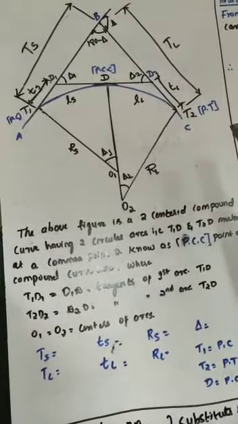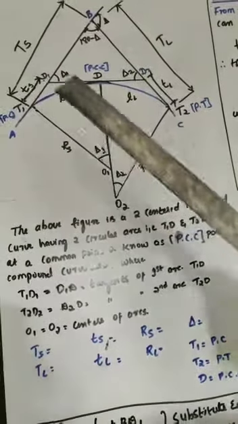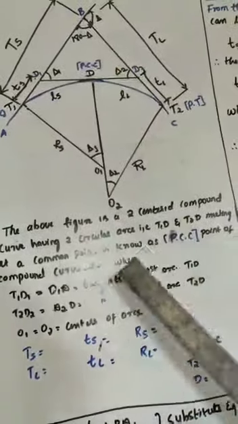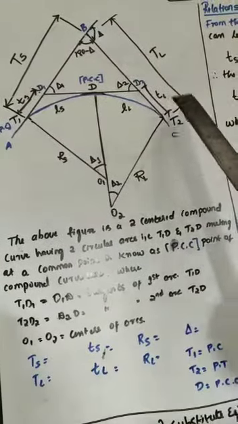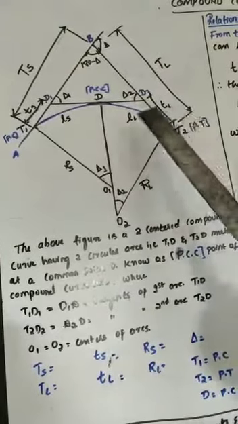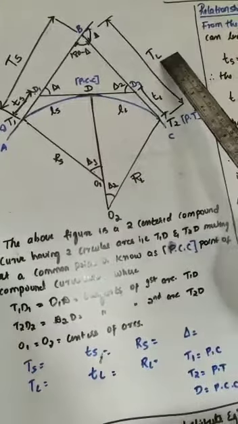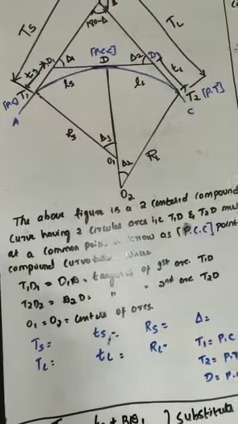Okay, then the remaining is TS, capital TS. Capital TS is nothing but the total tangent distance, that is T1B, and TL is the total tangent length, the total tangent distance of the long curve. This small L is long curve, and this S is short curve or small curve.